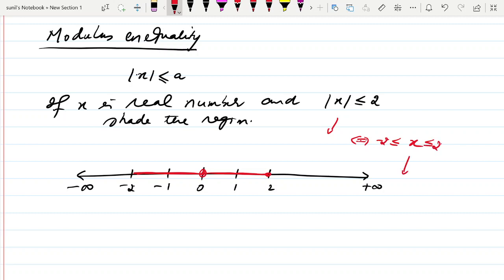And also we can write this as x belongs to the closed interval minus 2 and 2. So it is very easy to conclude. So from here we can write like this.